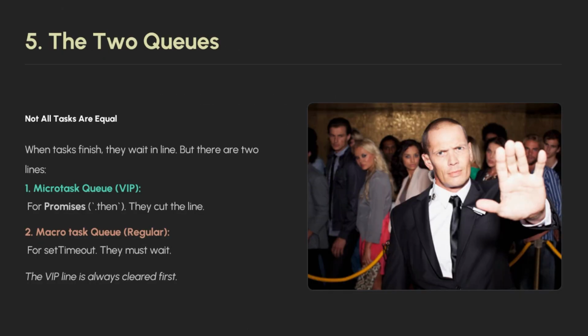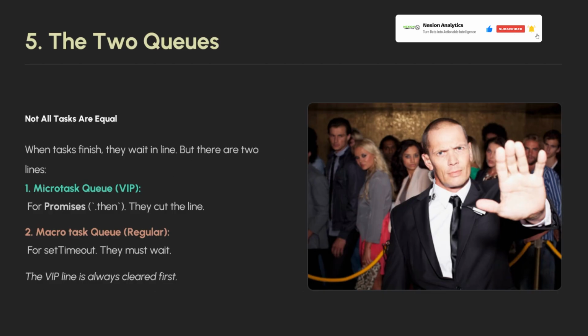Next, we have the waiting room. When the API finishes a task, like the timer going off, it doesn't interrupt the chef. It sends a callback notification to the waiting line. But there are actually two lines. First is the macro task queue. This is a regular line. Things like setTimeout go here. And next is the microtask queue. This is the VIP line. This is where promises go.